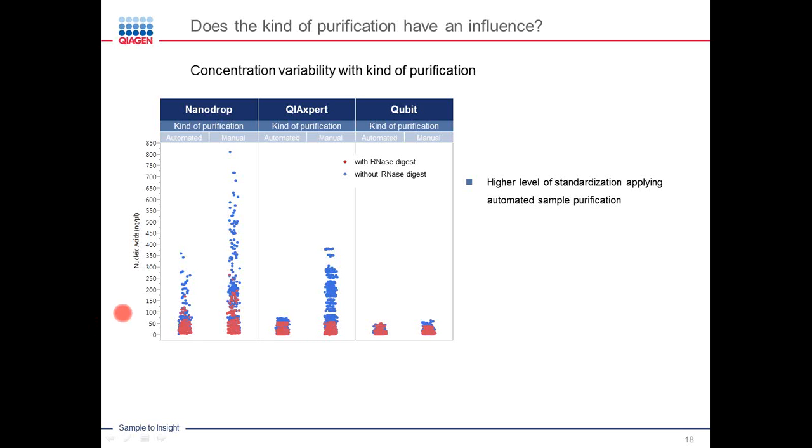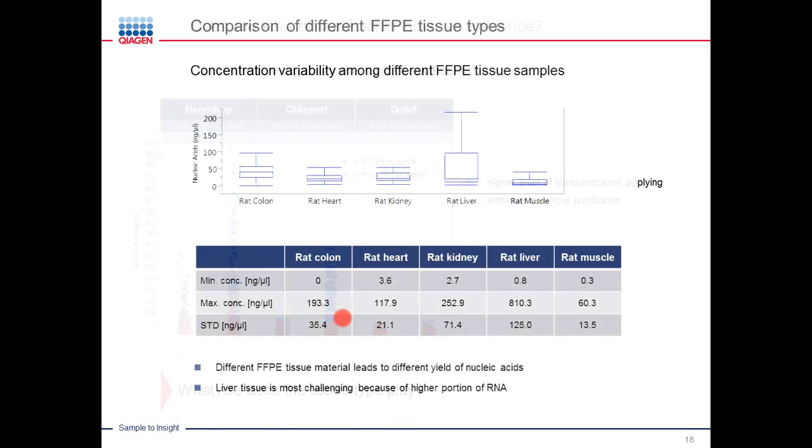Now, because I said we used 5 different tissue types, you may still ask what role the tissue type plays in the variation that we see. And surely we also looked into that. This is what you see on the next slide. These box plots were generated based on all data points we had, taking all different measurement technologies into account.